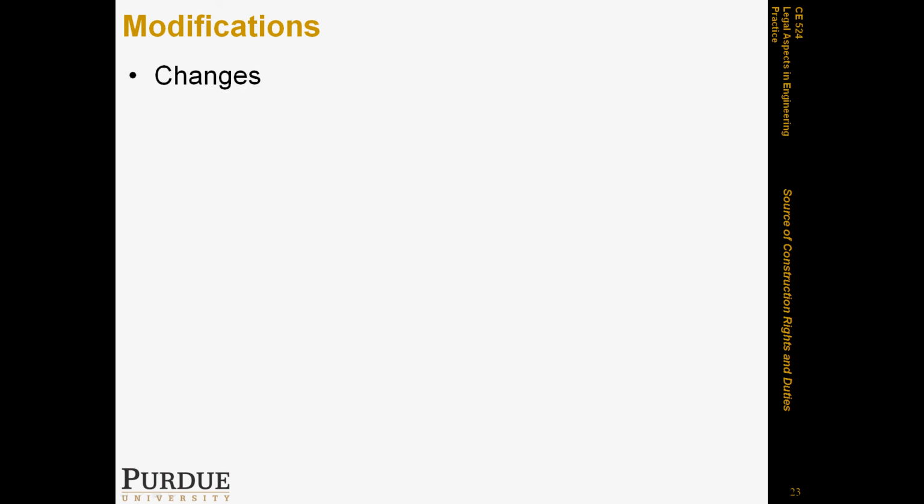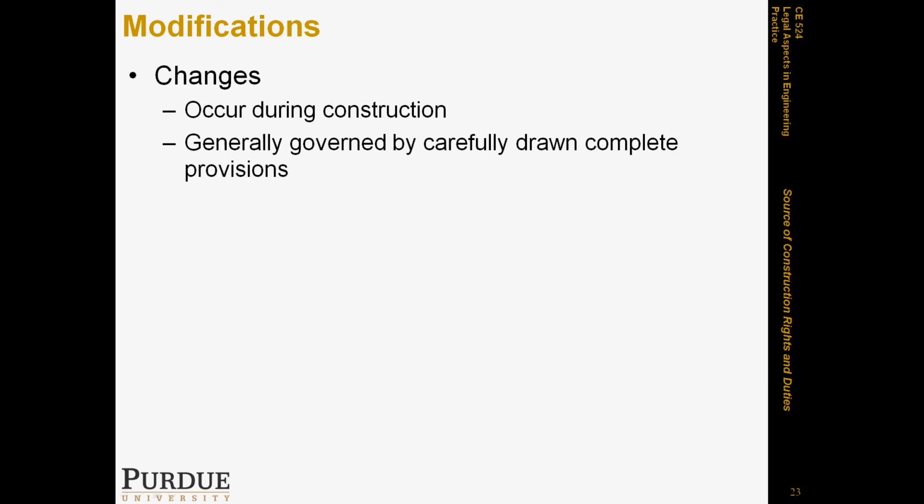First, changes can occur during the construction, during the execution of the project. They're usually governed by carefully drawn, complete provisions. So you have a change management clause, a clause that talks specifically about change, that is very, very well drafted, and most general conditions of contract have very well written change clauses.